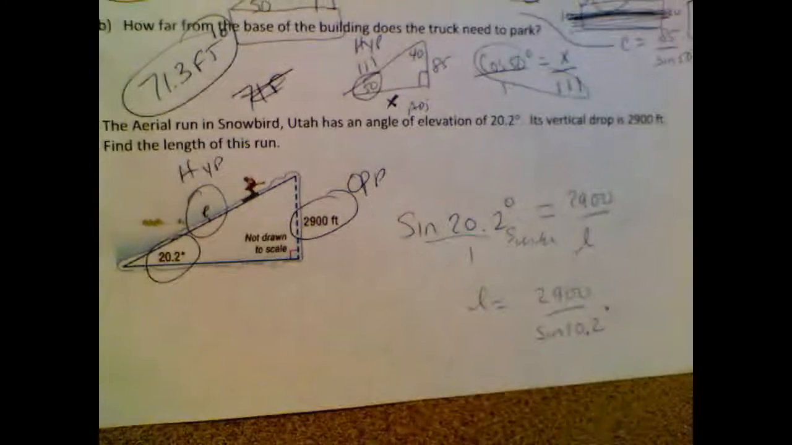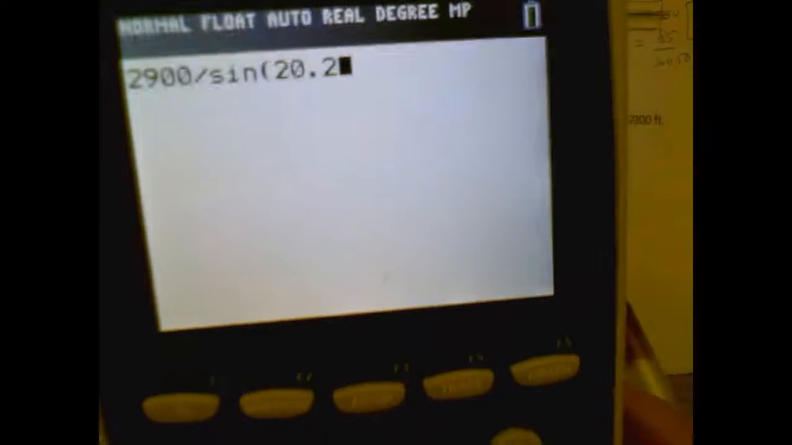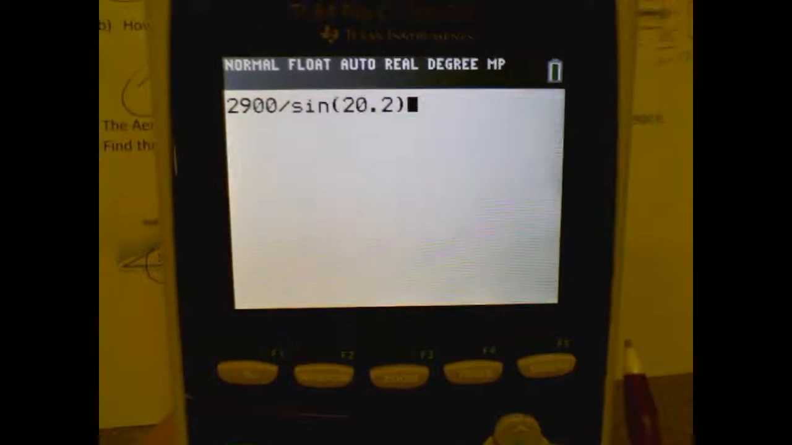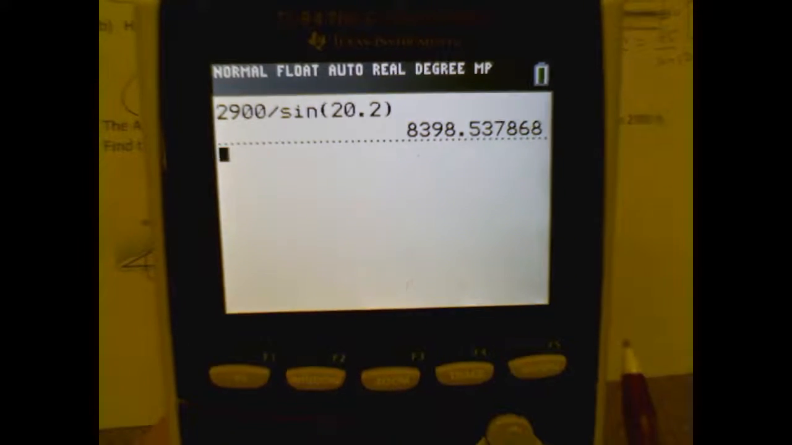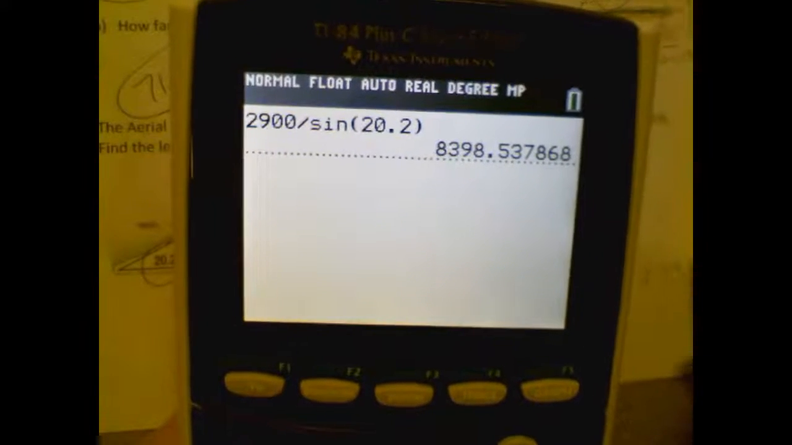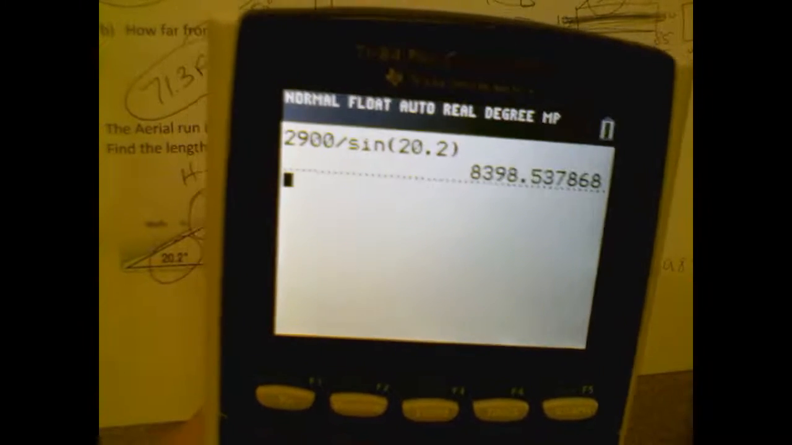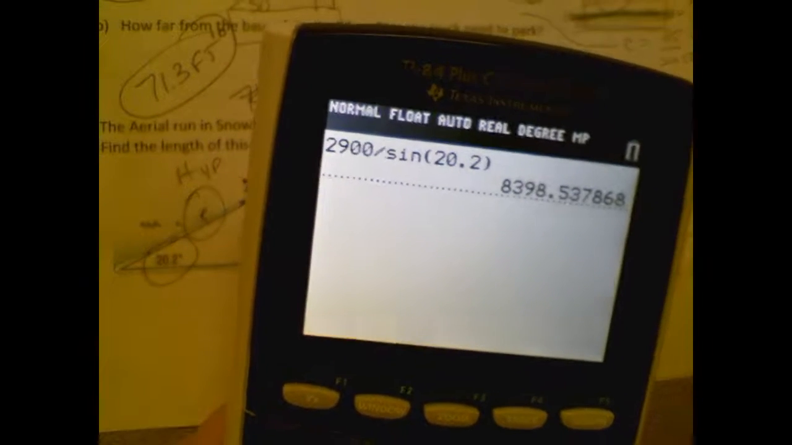So punch that in your calculator, 2,900 divided by sine 20.2. Looks like this on your calculator. Answer is, ooh, that's a long run. 8,398.5 feet. That is quite a ways.